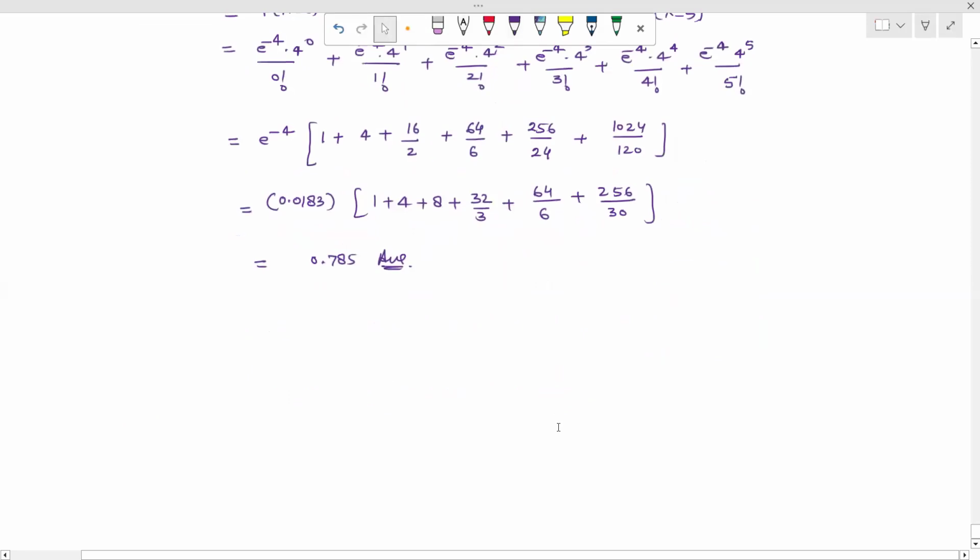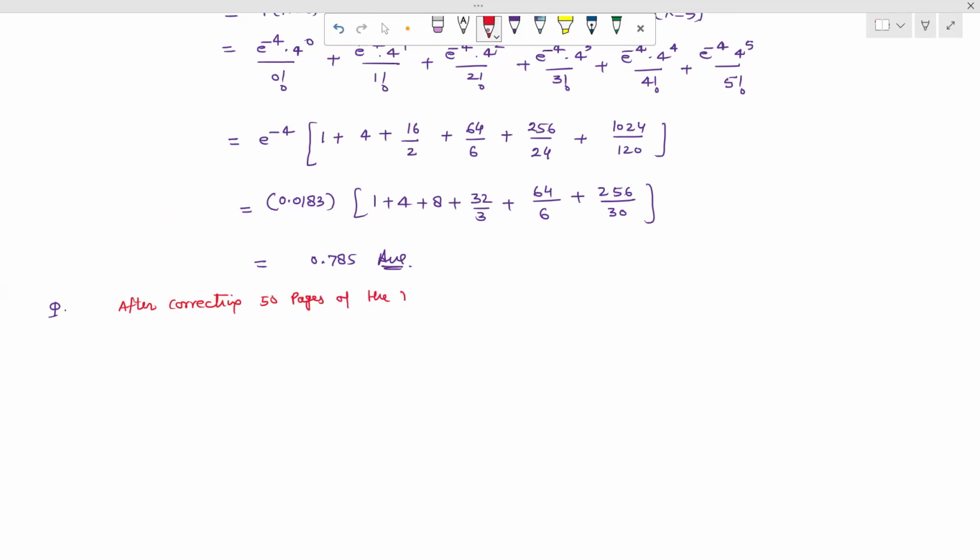Now we take one more question related to that. After correcting 50 pages of the proofread of a book, the proofreader finds that there are on an average 2 errors per 5 pages.